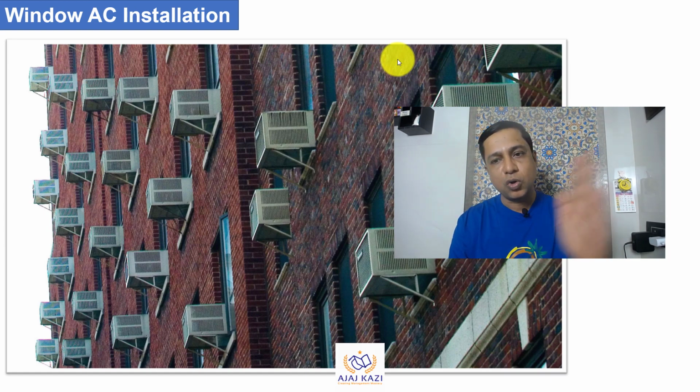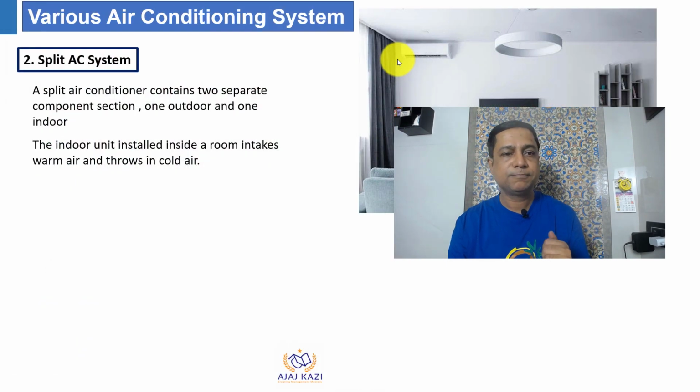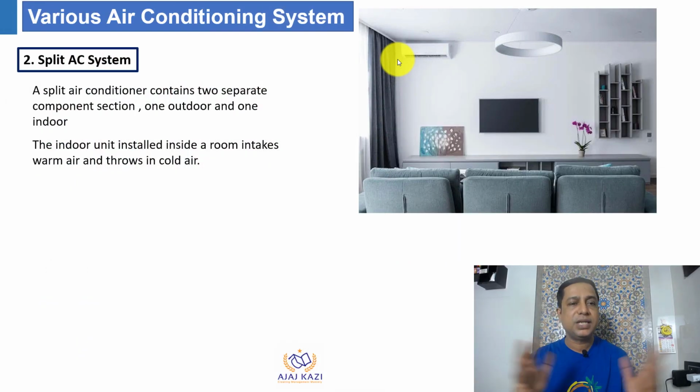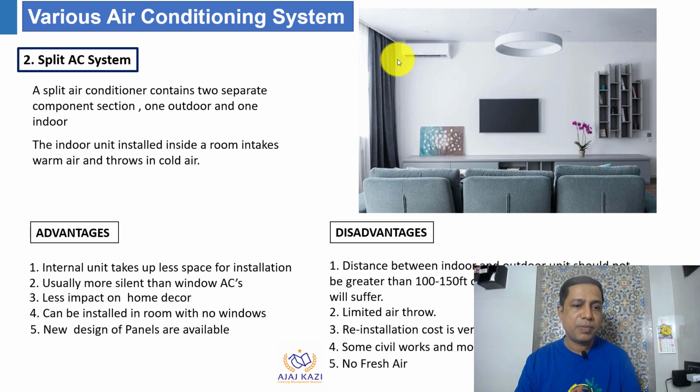This is the outdoor part which comes out of your room, and only you can see internally is what I have shown you before. This next one is split AC system. There are two different components, one is the outdoor and the indoor. They are installed separately, and they are connected by a copper piping.